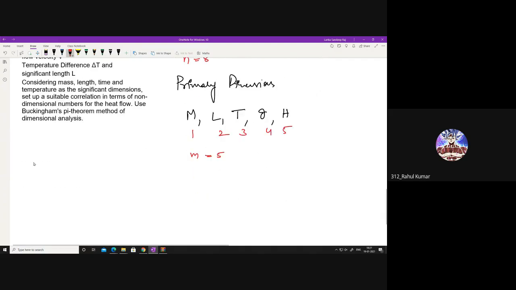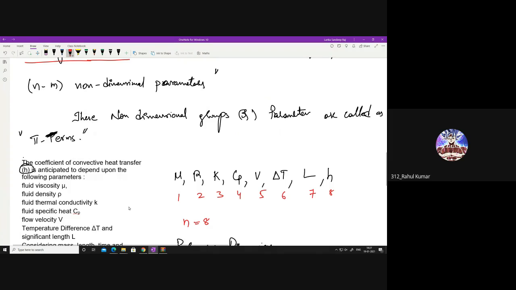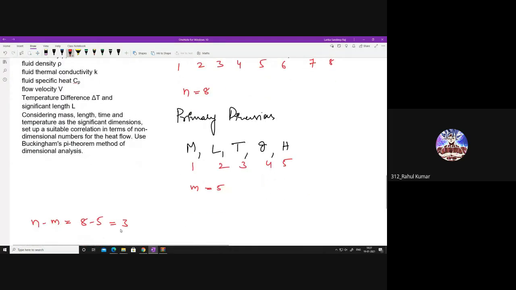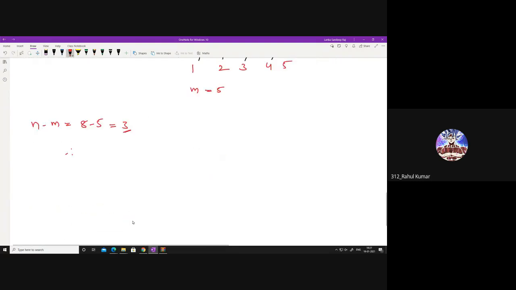Now what is N minus M? N minus M is equal to 8 minus 5, that is equal to 3. So therefore, these complex 8 terms can be grouped into three non-dimensional terms. These three terms are called pi terms. Okay, how do we do that? I will show it to you. How these can be grouped into three terms, I will show it now.